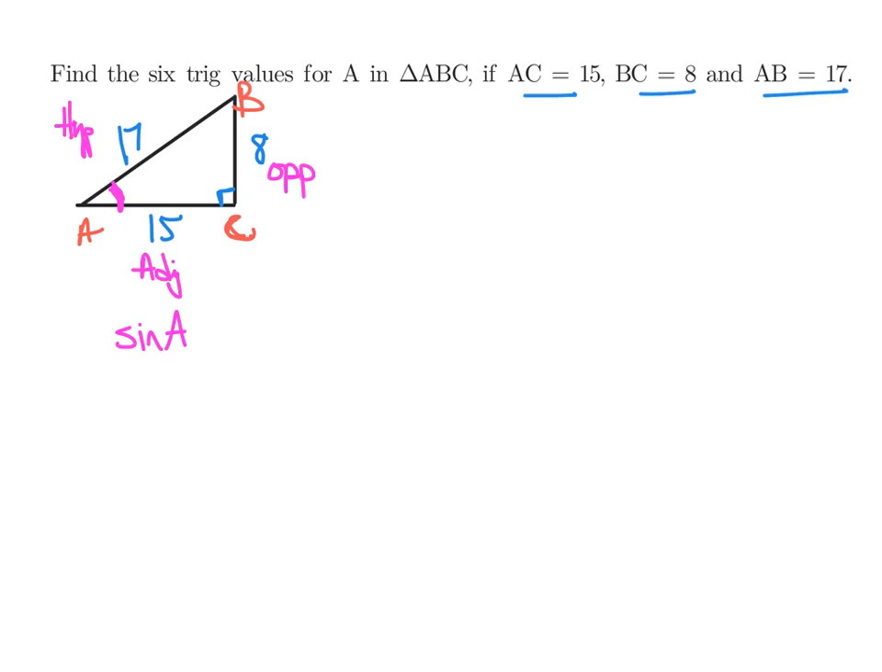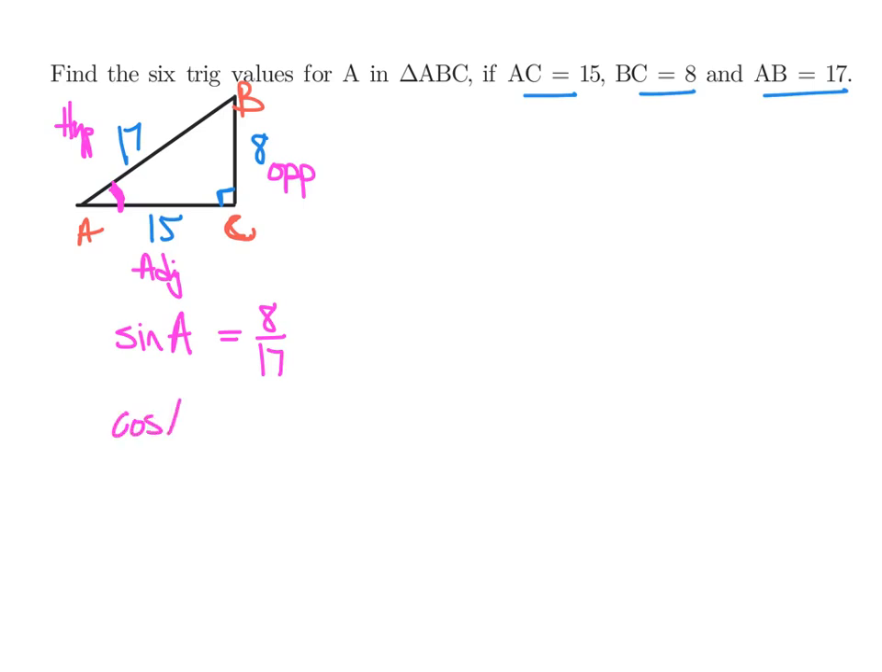If you just write sine and try to say that sine is opposite over hypotenuse, 8 over 17, that looks incomplete. It looks kind of silly. So you want to make sure that you identify which angle we're talking about, because if we were talking about angle B, its opposite side would be the 15 instead of the 8. So we have to say sine of A is 8 over 17.